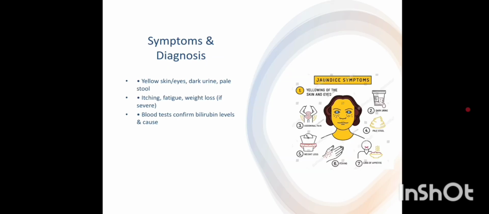Now, whether in babies or adults, jaundice follows the same pattern. The key signs are yellowing of skin and eyes, classic symptoms; dark urine and pale stools, suggesting conjugated bilirubin buildup; itching, fatigue, weight loss if severe or prolonged. Blood tests confirm the cause, checking total, direct and indirect bilirubin levels.